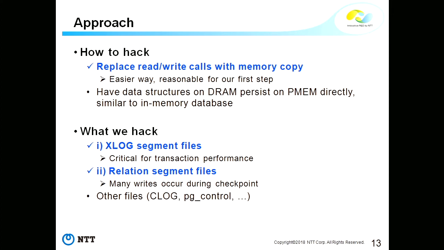Before going into details, I show our approach here. There are two important points: how to hack and what we hack. First, how to hack. We got two ideas: replace and hack, and chose the first idea. I think it's an easier way, so it's reasonable for our first step. Second, what we hack. We look into PostgreSQL to find out what types of files are used in it. We choose Xlog and relation segment files because they are critical for transaction performance or many writes occur during checkpoint.